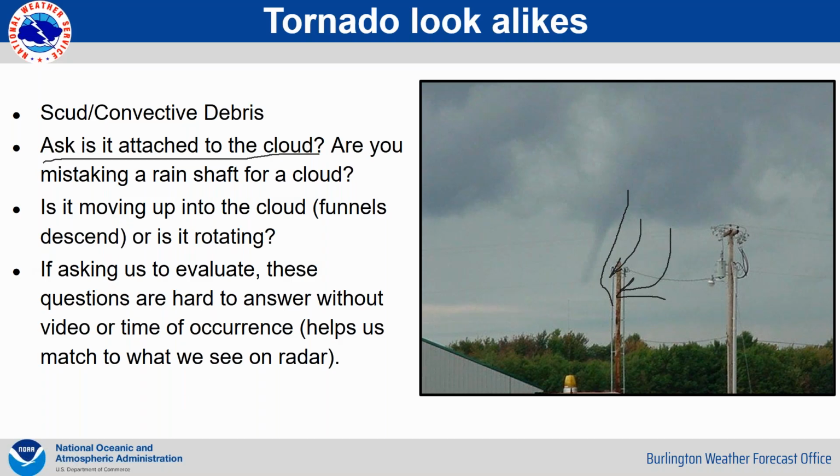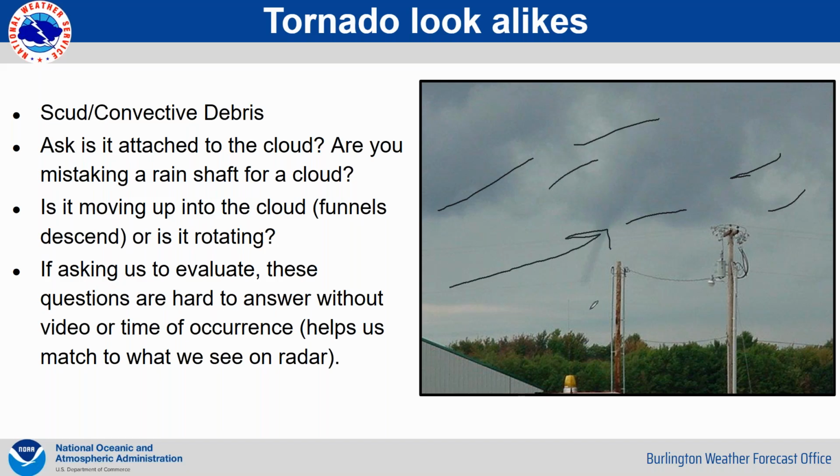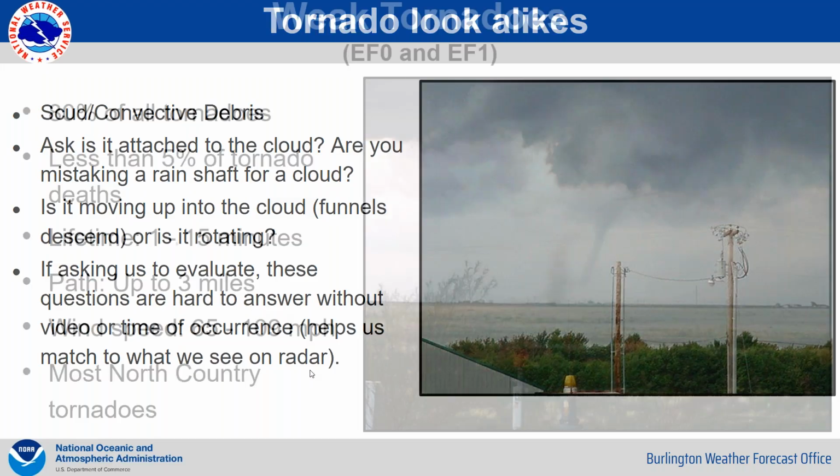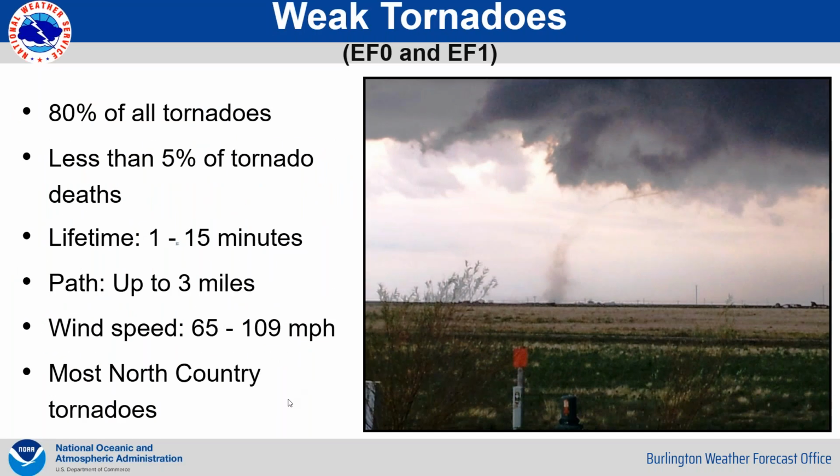This is an example of a convective debris cloud that was called in, where you can see it's kind of fragmented, doesn't really look like a wall cloud. It looks like it could be ascending up into the cloud layer as well. It didn't really have any distinguishing features that really qualified it. So we looked at this photo that was submitted, and it was convective debris. We didn't see any rotation on radar at the time.